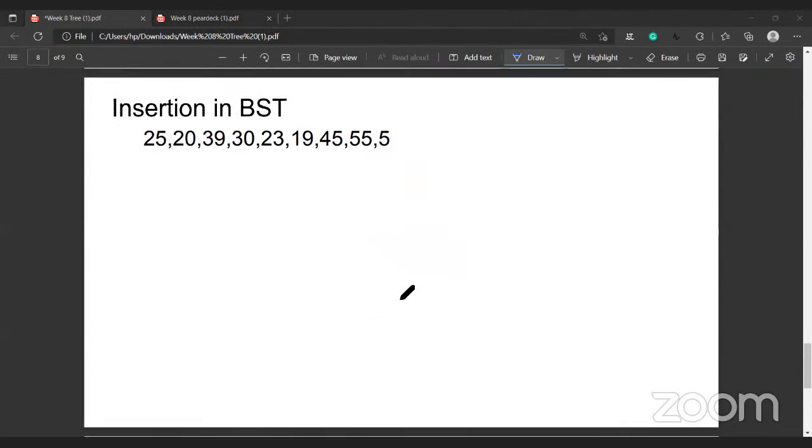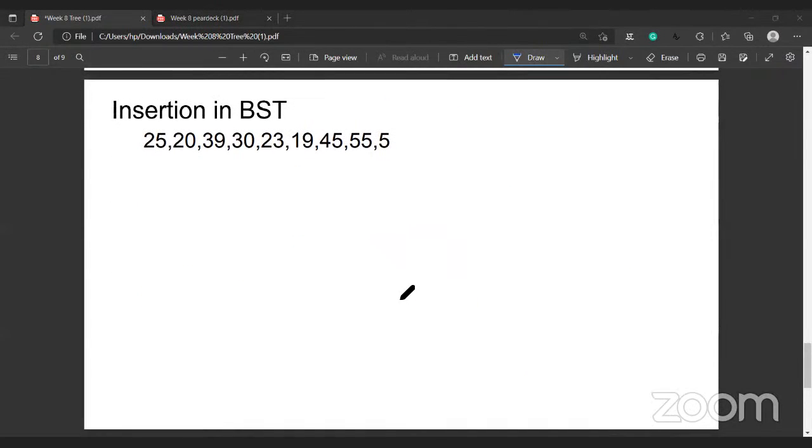Now, how to insert in a BST? Let's insert one by one. So insert 25. Then 20 is less than 25, right? So it will be inserted in the left.